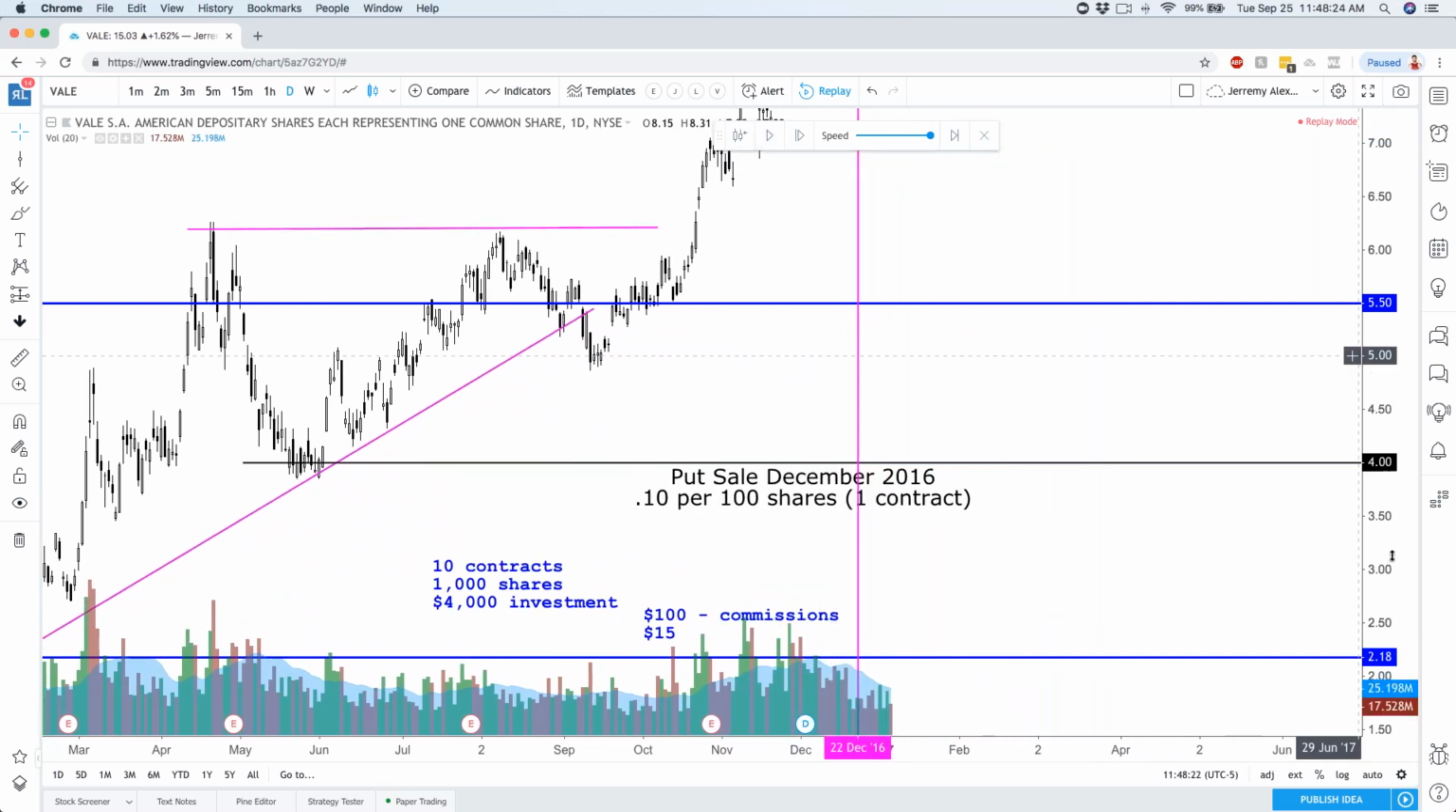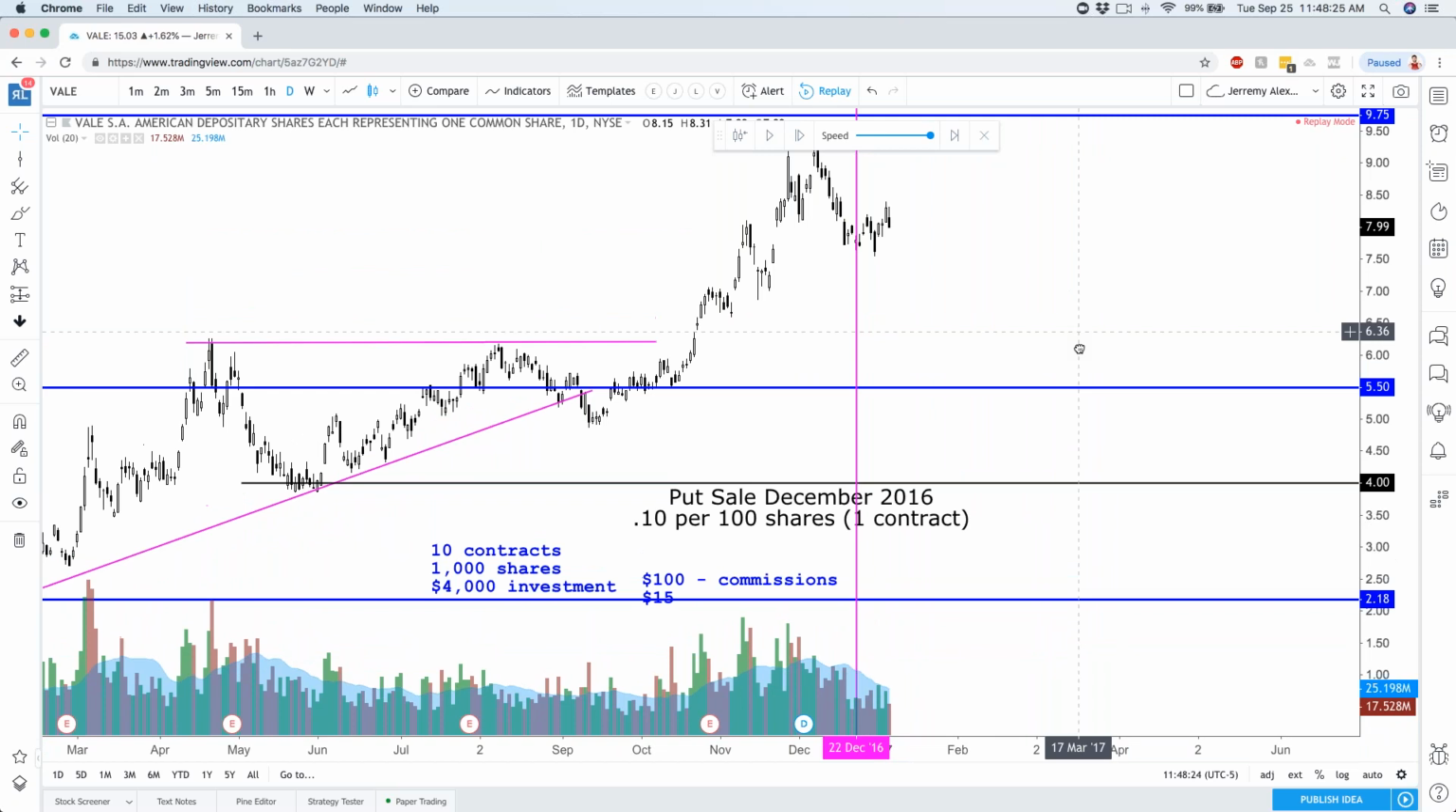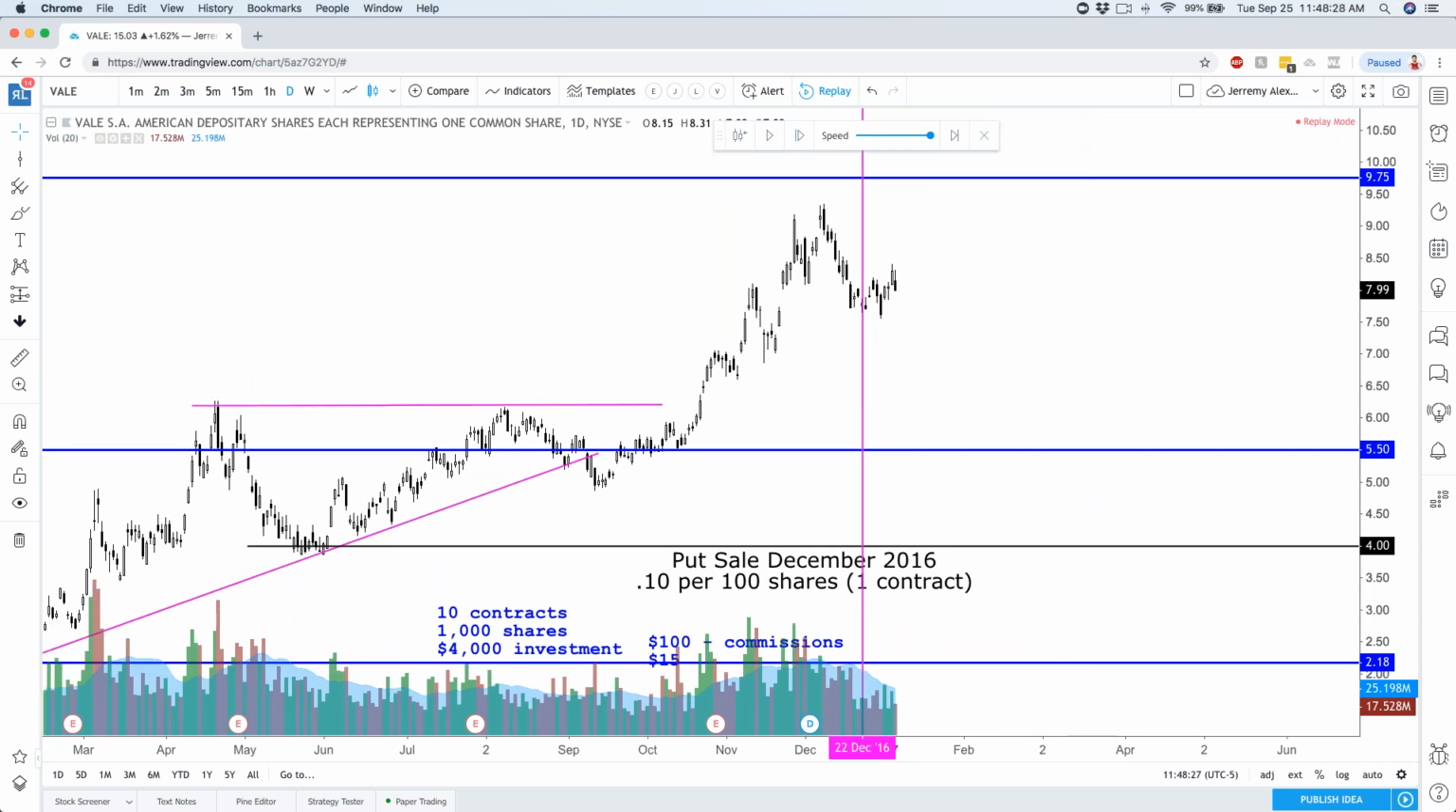There we go. So we've pressed play. And ladies and gentlemen, is the stock above $4? And the answer is yes. Yes, it is. It's above $4. So that particular put sale would have worked.